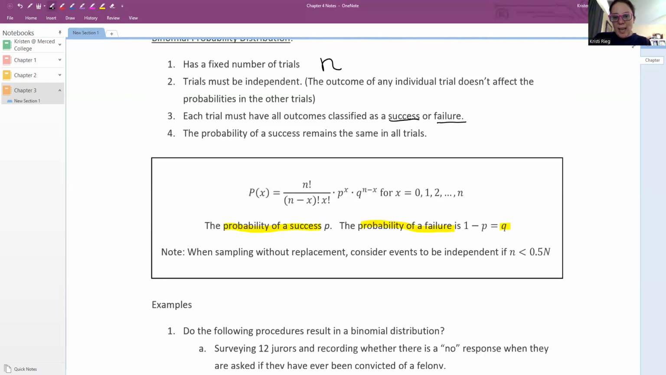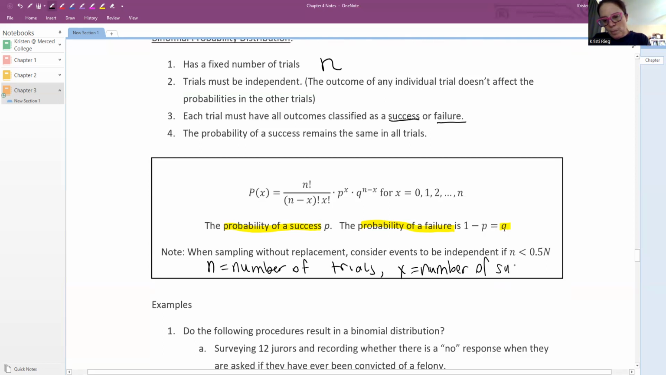The probability of a success has to be the same in all situations. So it'll be given to you, and then you can just calculate Q with 1 minus P. And then X, I didn't actually, I said N. N is the number of trials. We'll just put that in the box here. And then X is the number of successes. So N is how many you're doing altogether. X is the number of successes.